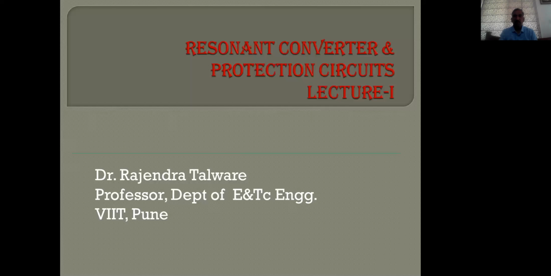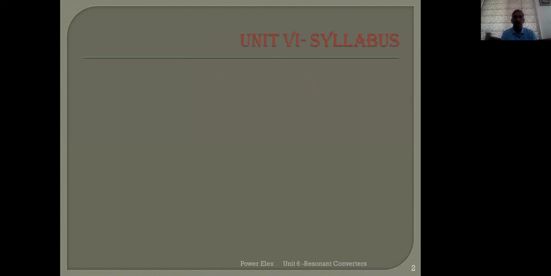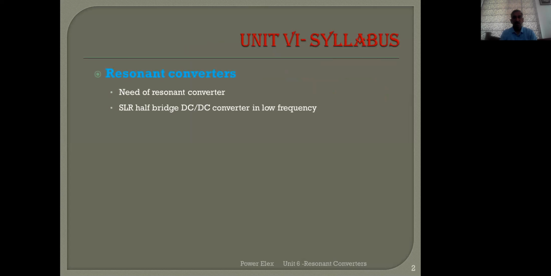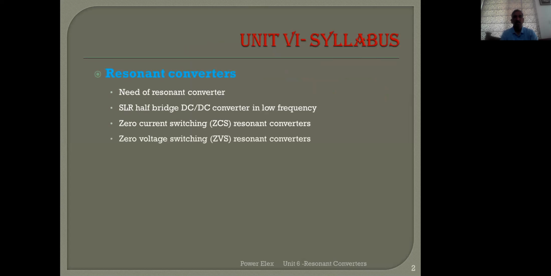So our unit 6 is resonant converters and two parts related to protection circuits, heat sinks and EMI EMC protections. Let's start with the syllabus of this unit. It's resonant converters, where we'll discuss the need, SLR half bridge converters. At low frequency, we'll see all the modes: less than resonant frequency, equal to resonant frequency, and higher than resonant frequency. Then ZCS and ZVS switching.